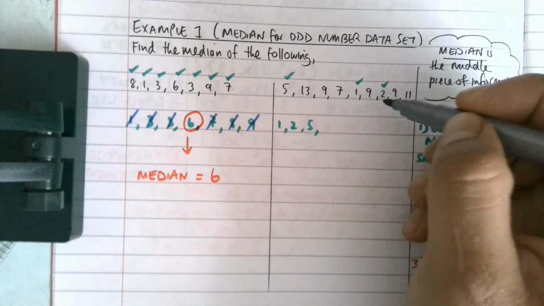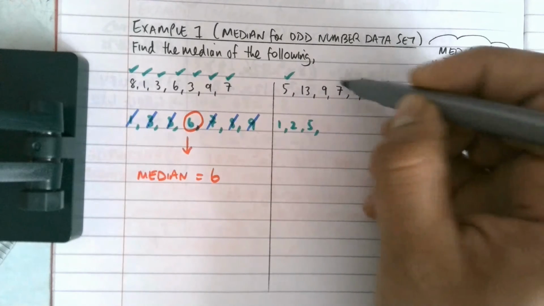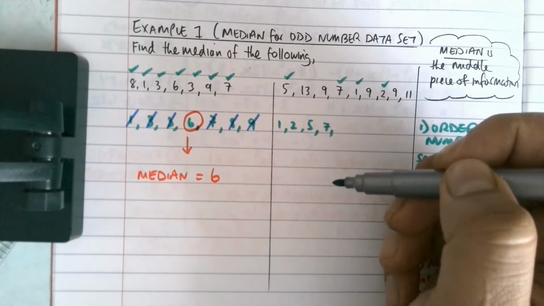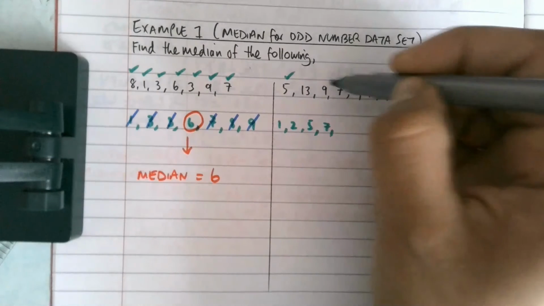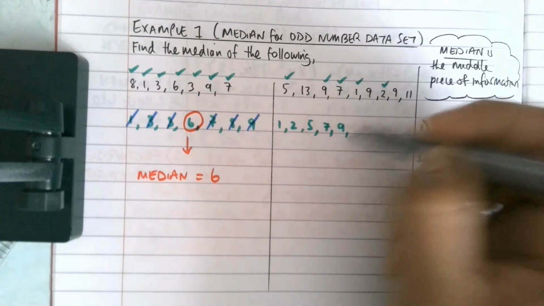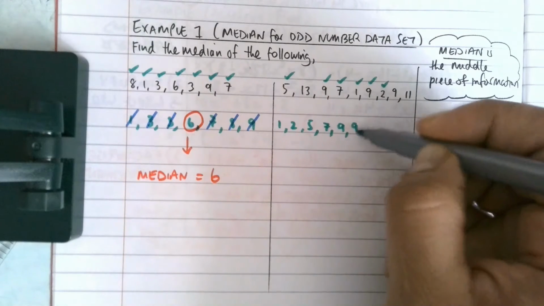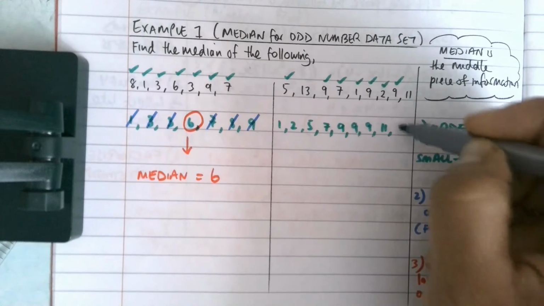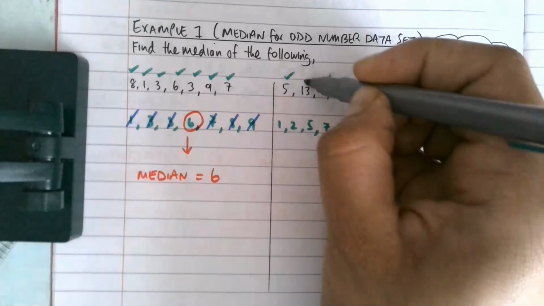So you've got 1, 2, 5, and we've got 7. Again, I'm just scanning across the numbers to see what's next. And we have, I think there's 2 9s. 3 9s, there we go, 3 9s, and then scanning across, we have 11 and a 13. So I've ordered them from smallest to biggest.